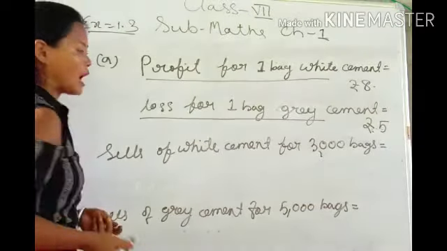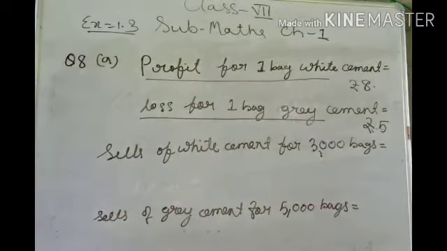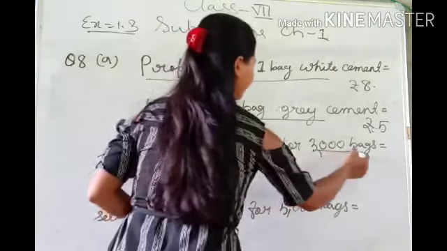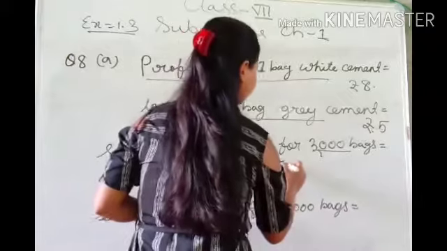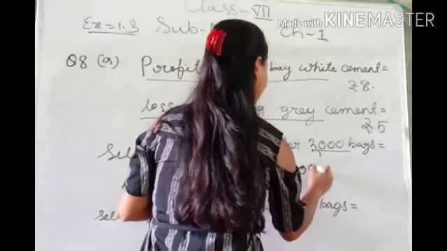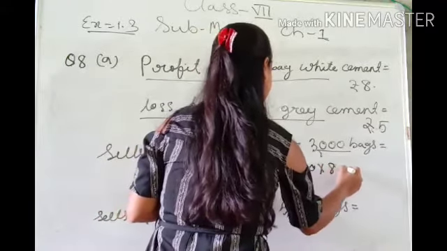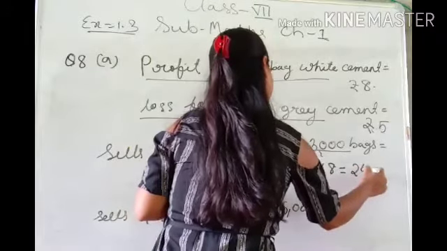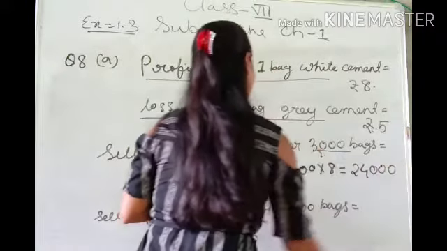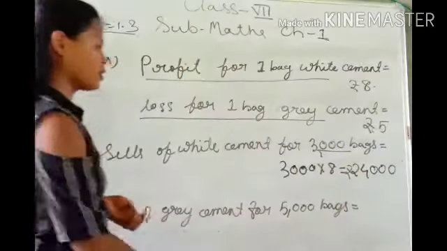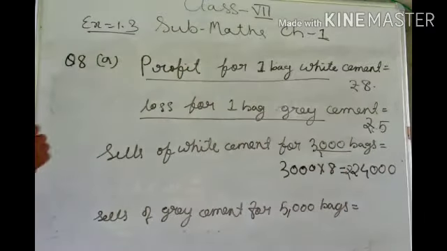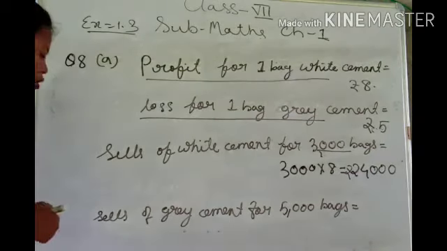So how much white cement did they sell? 3,000 bags. So how much profit will they get? 3,000 multiplied by 8 is 24,000 rupees. Because for one bag they are getting 8 rupees, isn't it? So for 3,000 bags it will become 24,000.